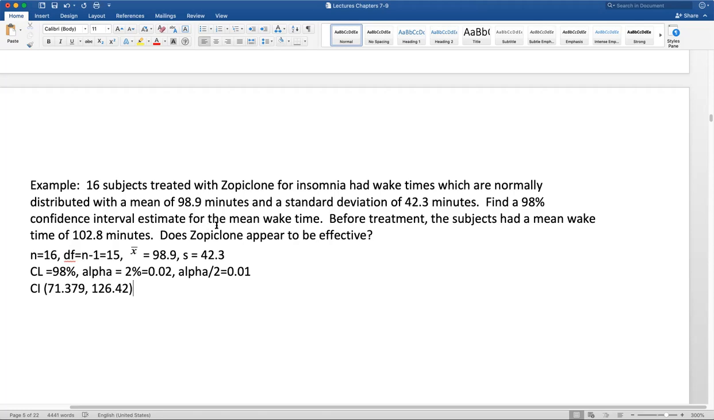So does Jupyter appear to be effective? No. What if the number is not 102.8 but outside of that interval, for example 130 minutes? Then we can say, based on the sample data, that Jupyter appears to be effective. But anyway, the answer is no, because 102.8 is in the confidence interval.